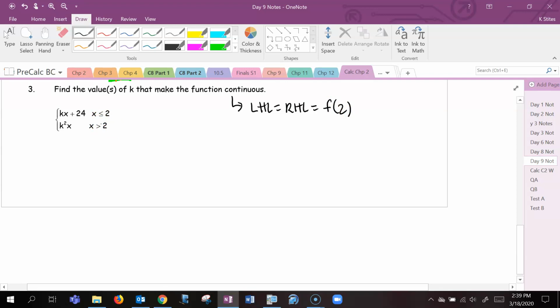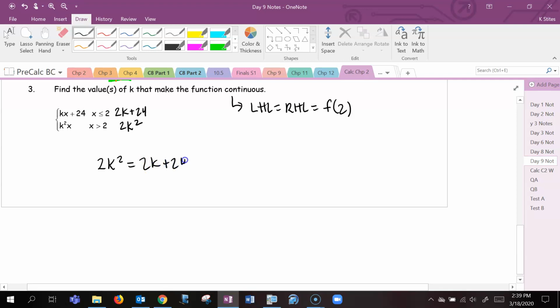Okay, so when you plug in a 2, you're going to get 2k plus 24, right? And when you plug in a 2 here for x, you're going to get 2k squared. And what has to be true about those two things? In order for it to be continuous, all of them have to be equal. So those two things we're going to set equal to each other.